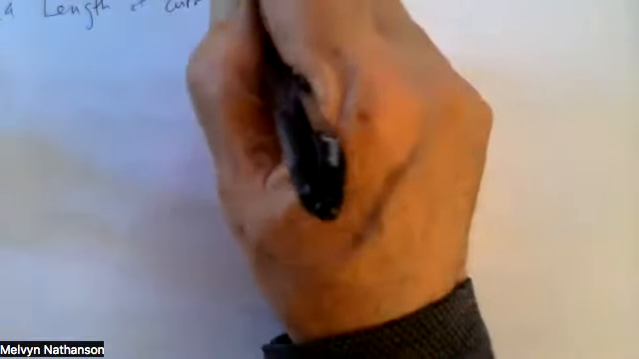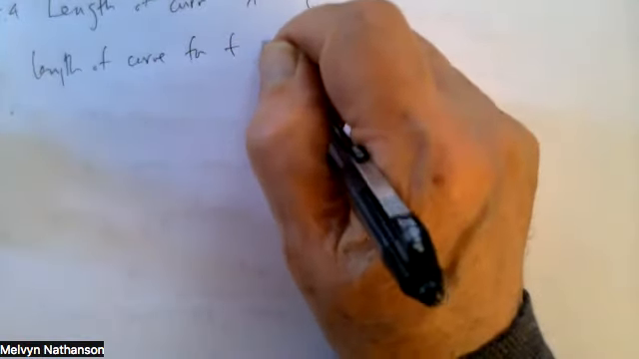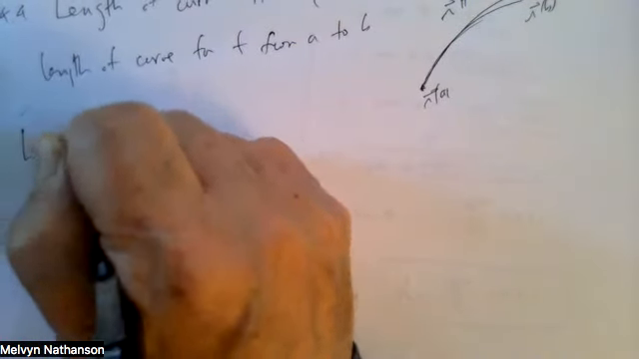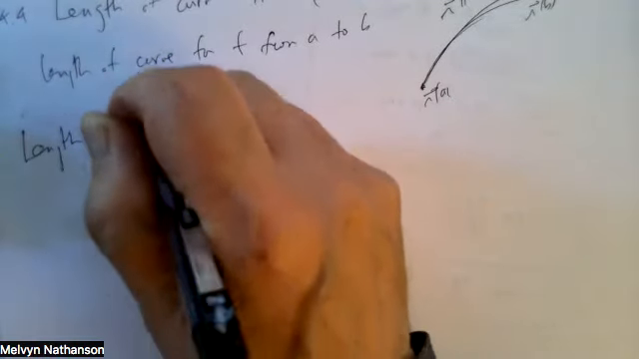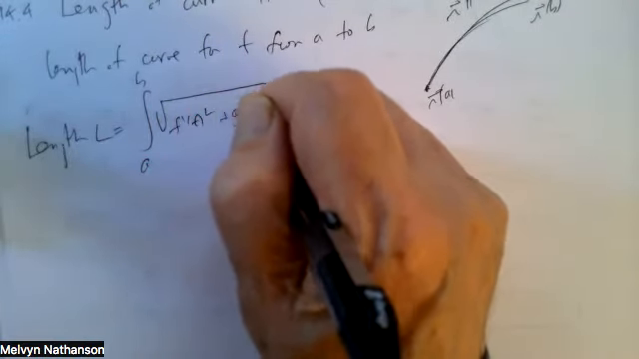So if you have a curve, r of t, given parametrically by, we'll use f, g, and h in this case, f of t, g of t, and h of t. The length of the curve for t going from A to B. So you have r of t. Here it is at time A. Here it is at time B. And you want to know how long is that curve? What is the length of that curve? So the length, L, is given by the following formula. It's the integral from A to B of the square root of f prime of t squared plus g prime of t squared plus h prime of t squared dt.